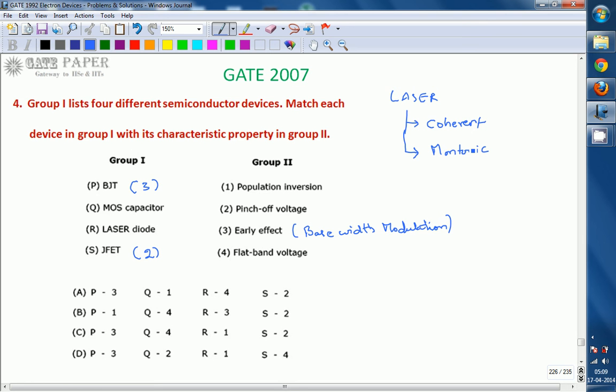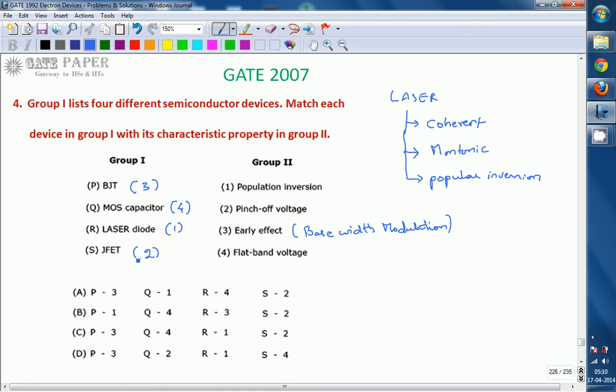Same frequency means a single frequency is generated so that it can travel a longer distance. And the phenomenon used in the laser is population inversion, which is internally used in the laser. So population inversion is related to laser diode, and MOS capacitor is related to the flat band voltage. If you apply a gate voltage greater than the flat band voltage, only then the MOS capacitor is going to generate a channel.